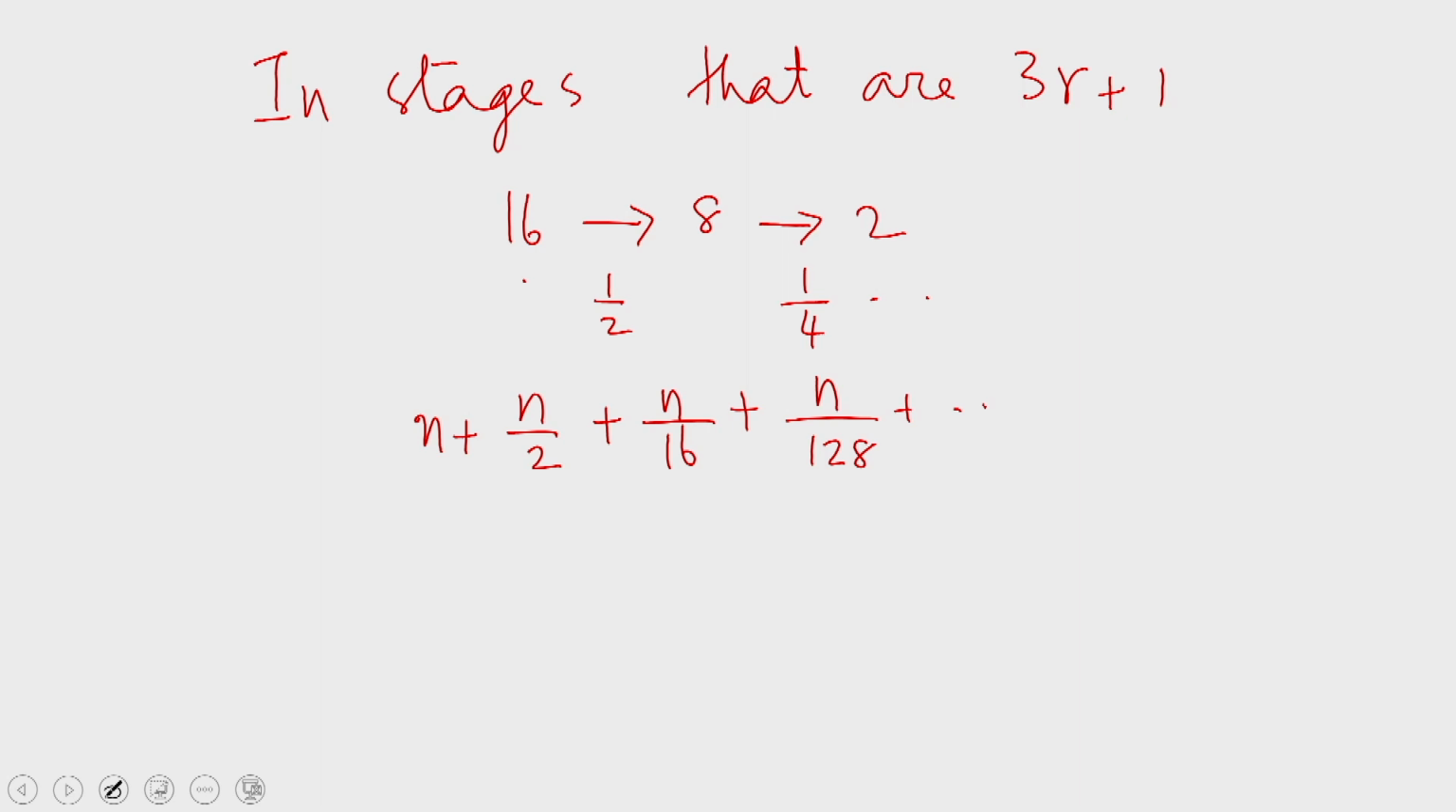And so on. Sorry, here it would be n by 4, and here it would be n by 32, here it would be n by 256 and so on, which is less than 9n by 7, which is again order n. So, the total cache size of all the live band vertices put together is order of n in stages that are numbered 1 modulo 3.